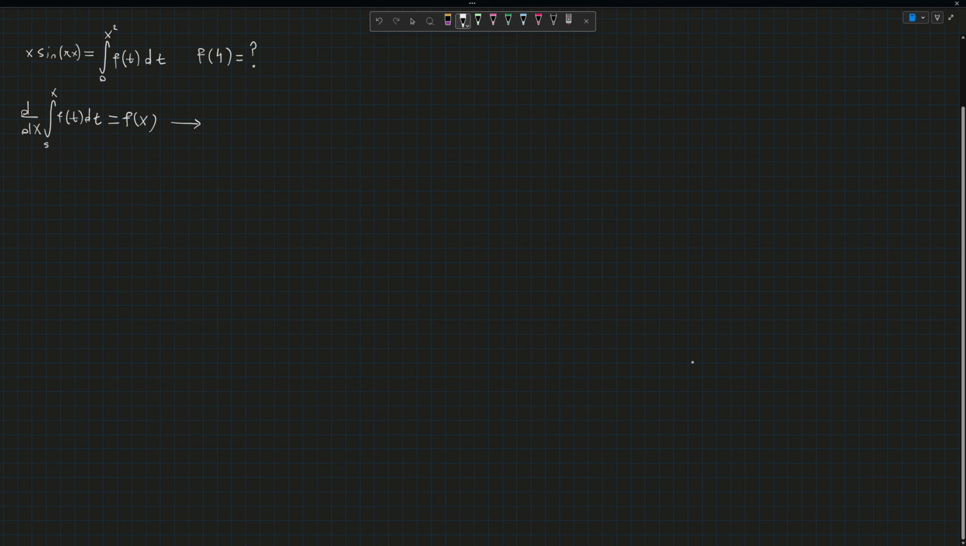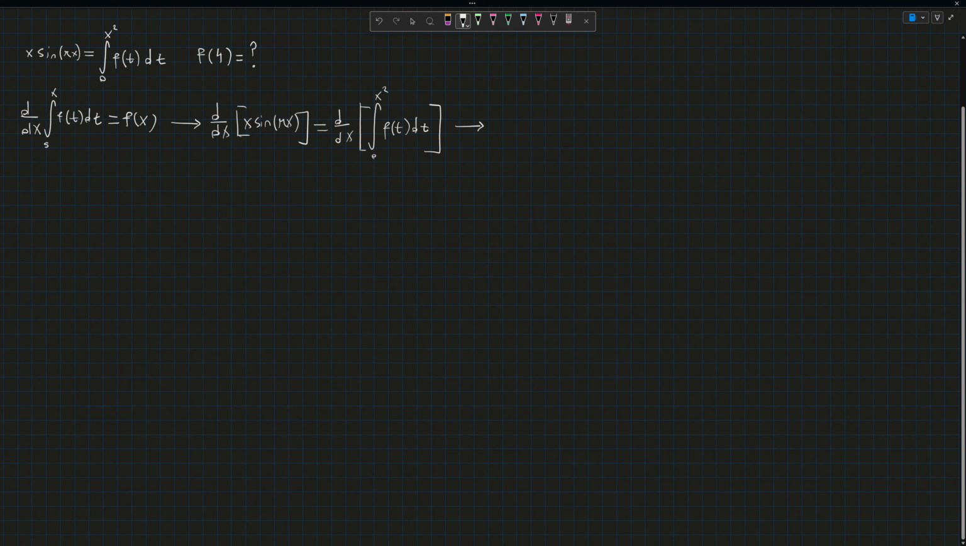So now I'm going to take the derivative of x sine pi x, and I'm also going to make this equal to the derivative with respect to x of the integral from 0 to x squared of f of t dt. Okay, well, for this thing right here, we are just going to apply the product rule.